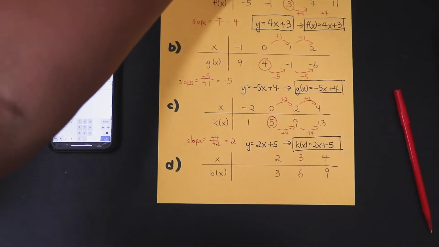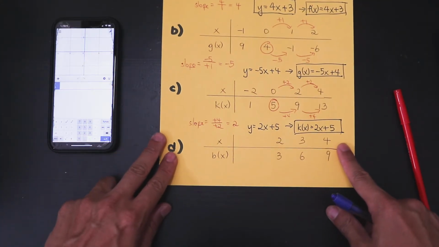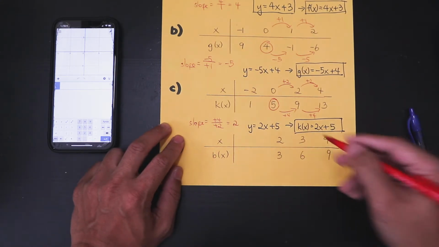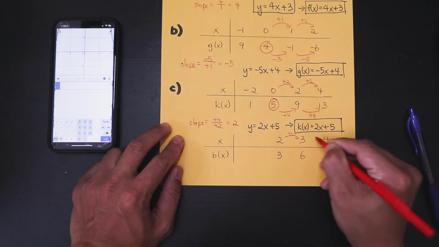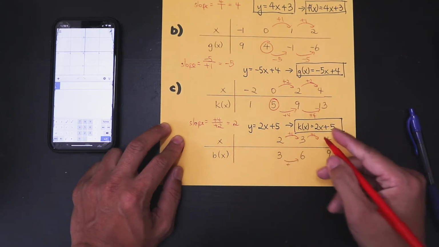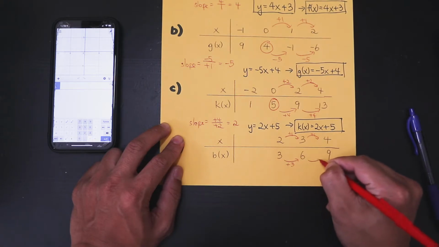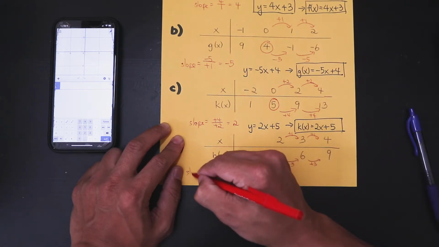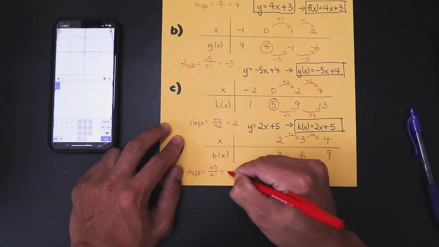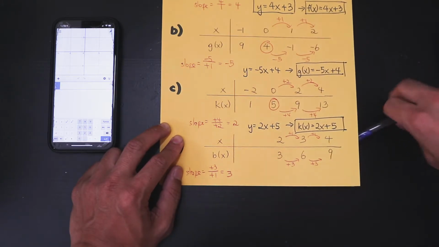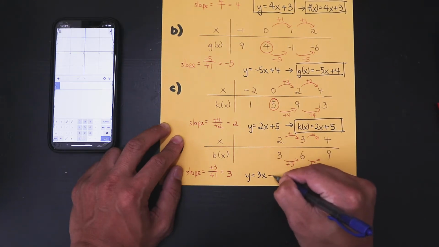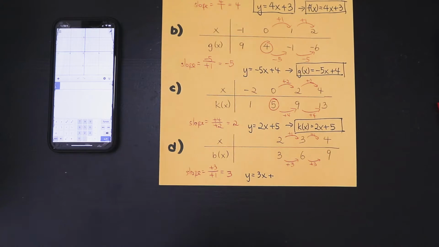Now, of course, this is getting repetitive. We finally get to the last one, which is part D here. Well, in part D, same thing. We first find the slope. I see that the x is plus 1 every time. And then the y is plus 3 every time. So your slope here would be positive 3 over positive 1, which is 3. That means your slope-intercept form is going to be y is equal to 3x plus, I'm actually missing something.